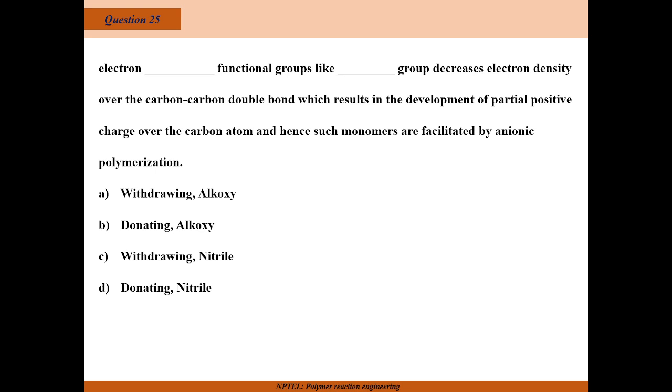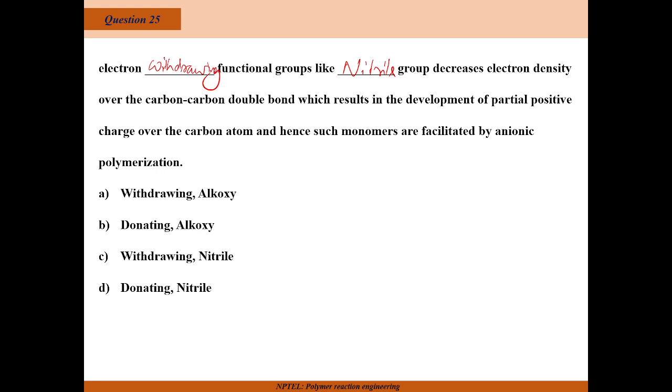Since it decreases the electron density, it is like withdrawing. It is not donating anything. So it is decreasing the electron density, right? So it should be withdrawing here. Okay, clear. Withdrawing would decrease the electron density, right?